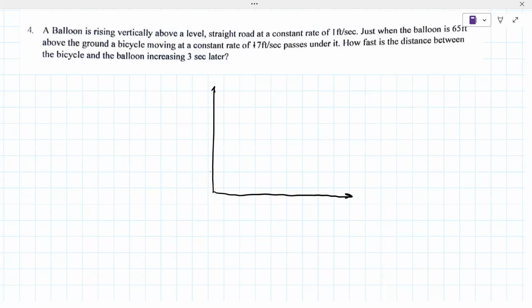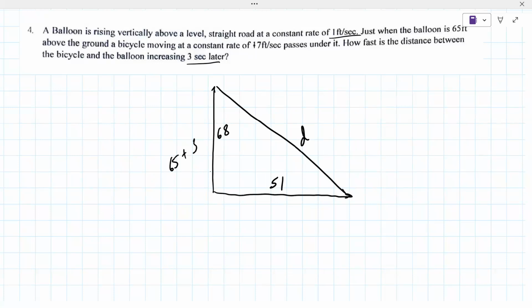So 3 seconds later, the balloon was 65 feet, but then 3 seconds later, it's moving at 1 foot per second, so it's now 68 feet. The bicycle is moving at a rate of 17 feet per second. 3 seconds later, it's at 51. And then we care about how the distance between them is changing.